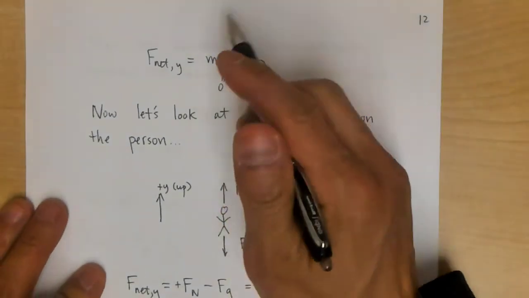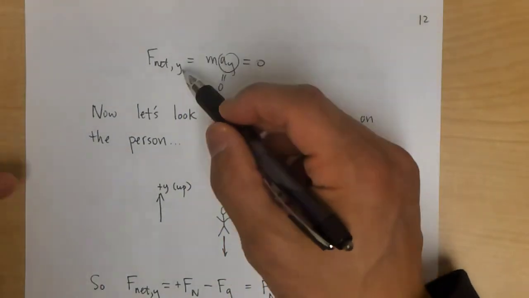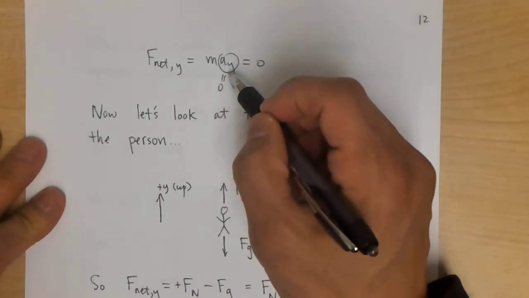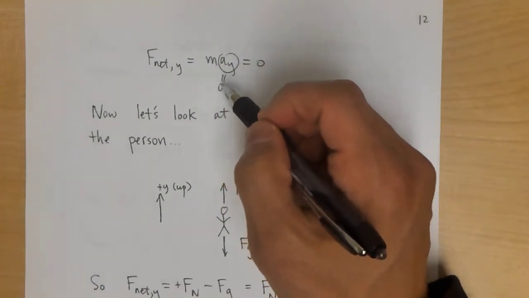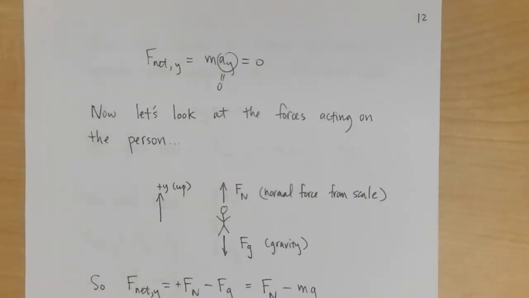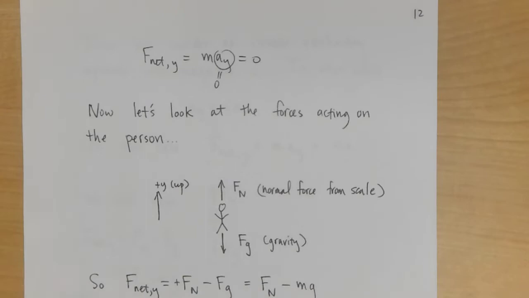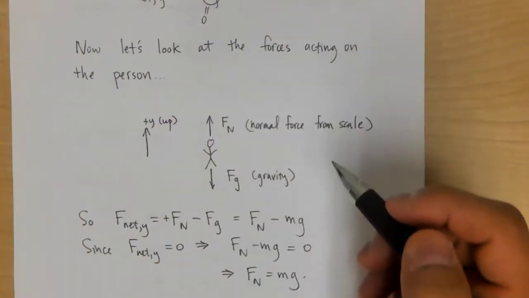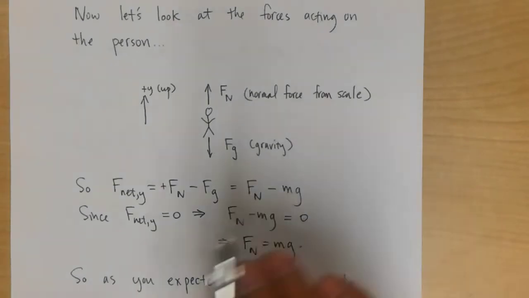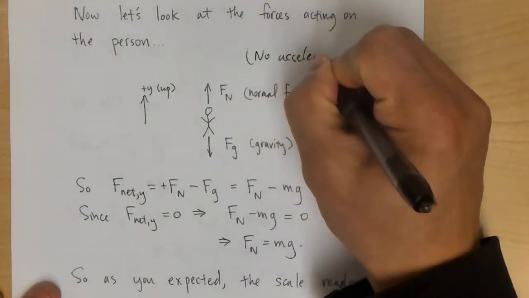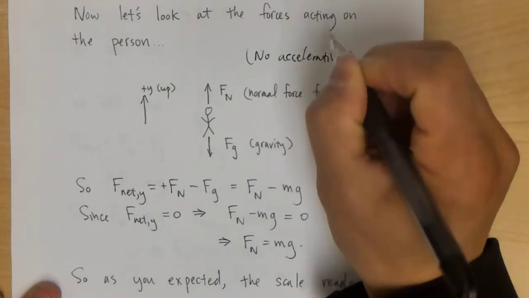So what we're saying is that F net is equal to 0, ma is equal to 0, so acceleration is equal to 0. This is actually just Newton's first law. Now let's look at the forces acting on the person in this very simple case where there's no acceleration.